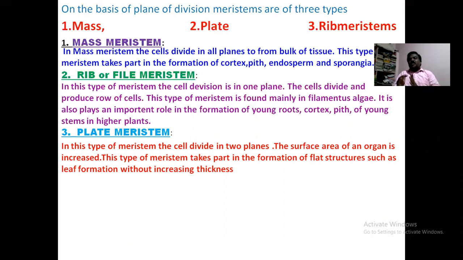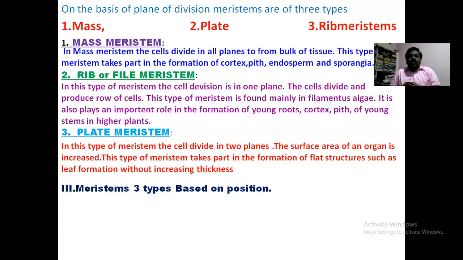One is growth of surface area, and another is growth without increasing thickness. Without increasing thickness, this type of meristem forms the leaf structure of the plant body.